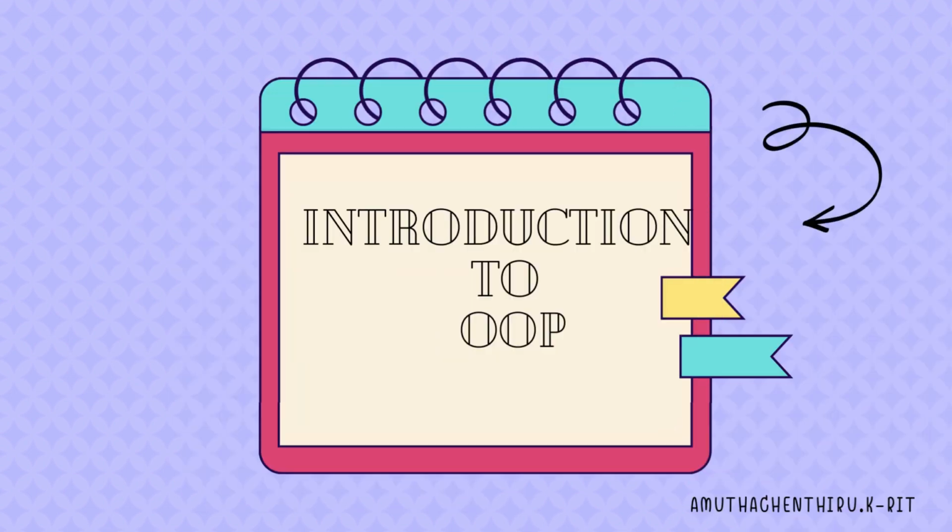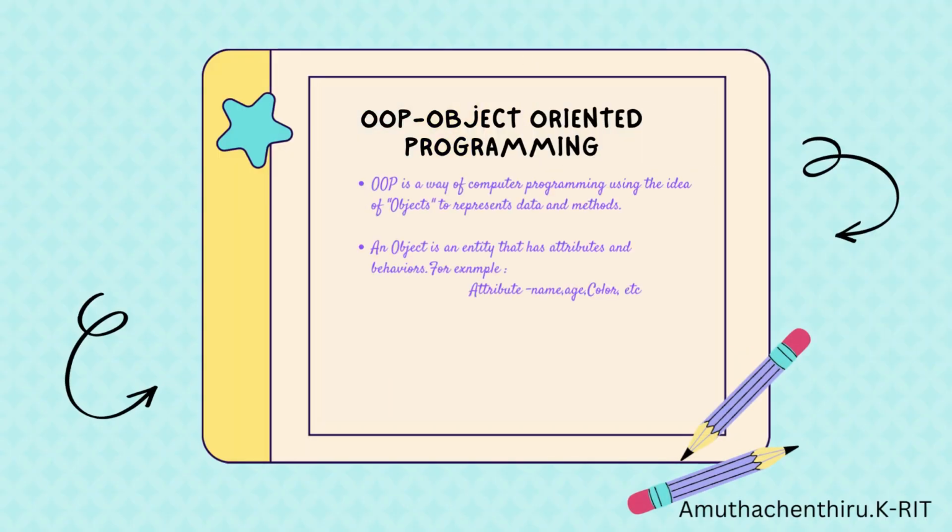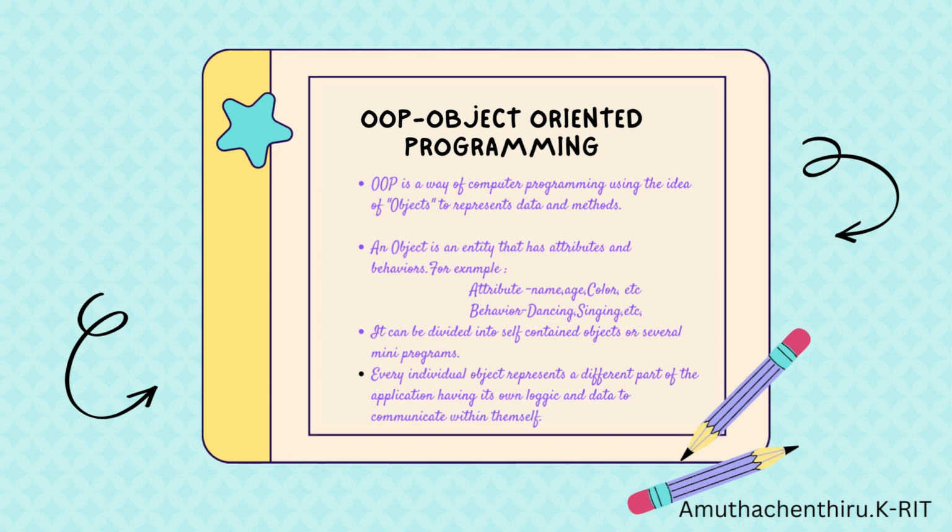Now we are going to learn about the topic Introduction to OOP. You know one thing, every definition has a meaning in its name only. So here, OOP is nothing but object oriented programming. Every programming concept under OOP depends only on this object. So that is called object oriented programming.